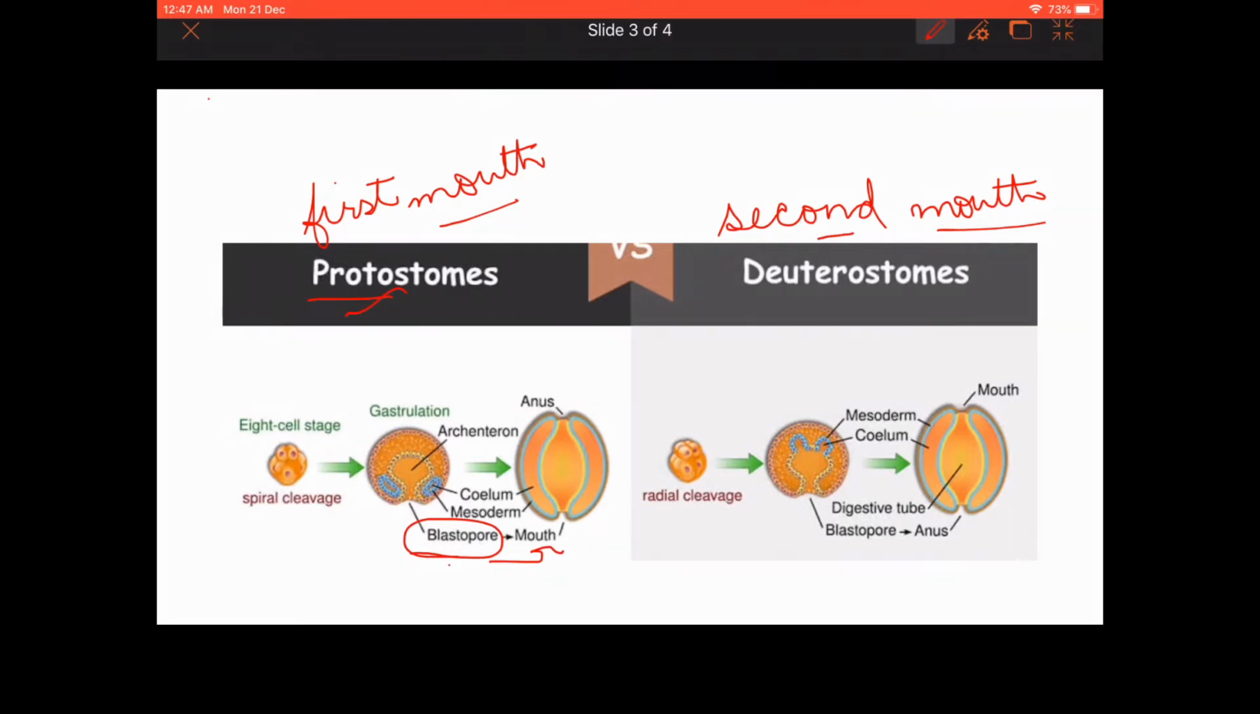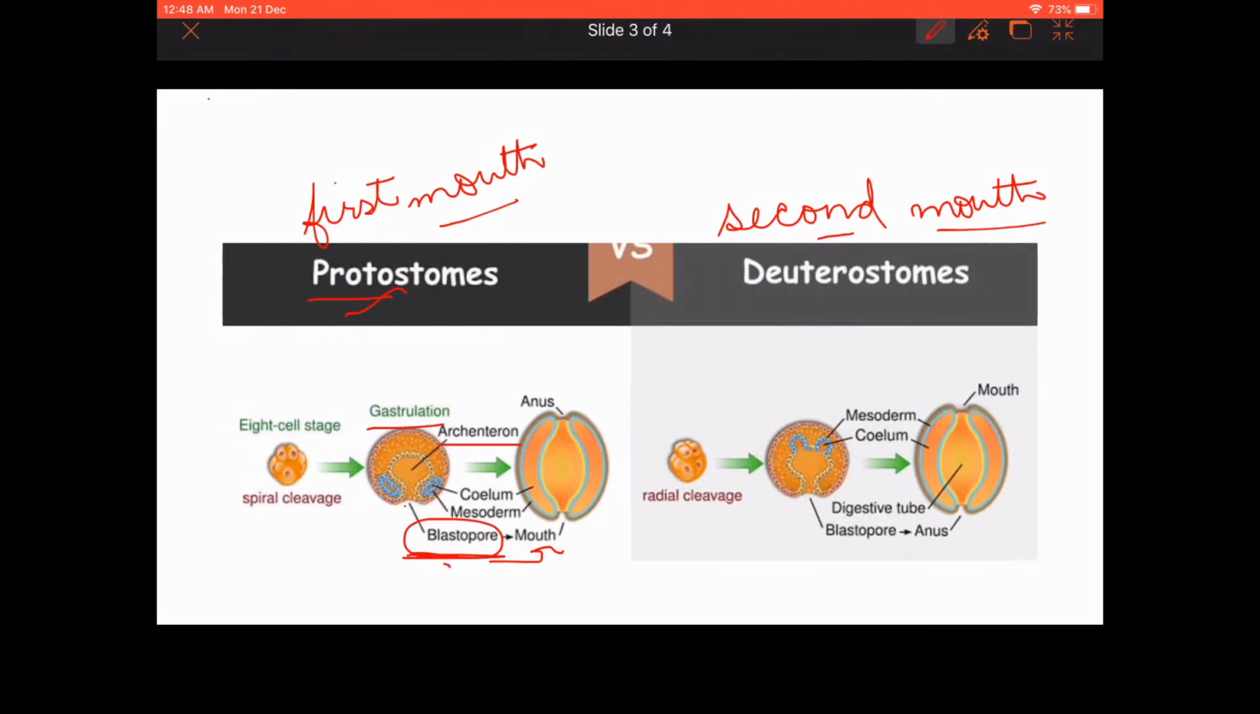So what is blastopore? Blastopore is the opening of the gastrula. How is gastrula formed? We know that the zygote undergoes cleavage, and after cleavage blastula is formed, and blastula changes into gastrula. This process is known as gastrulation. So the gastrula has a cavity which is known as archenteron, and the opening of the gastrula is blastopore.